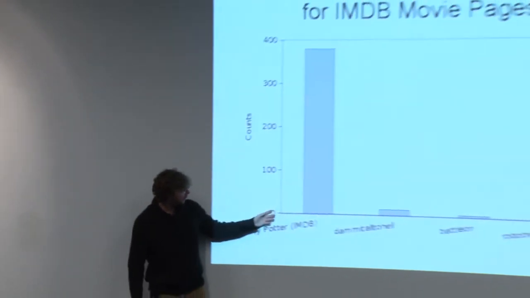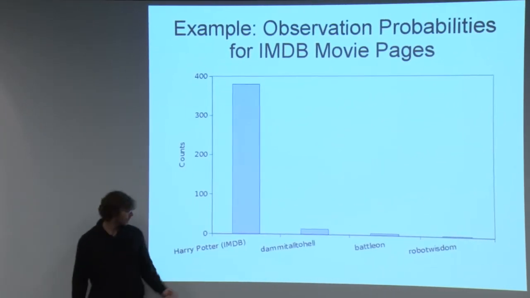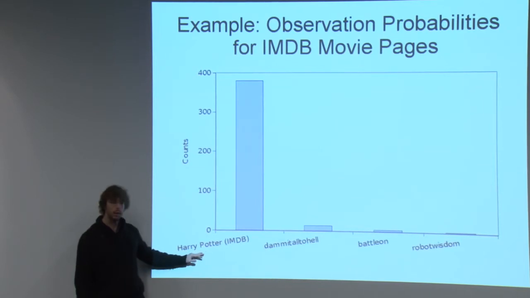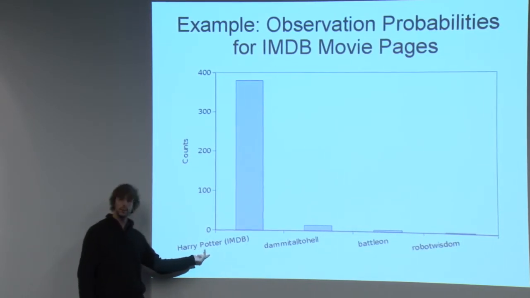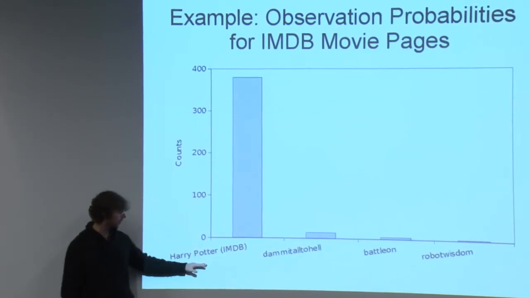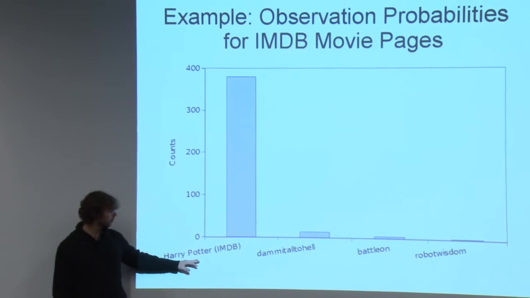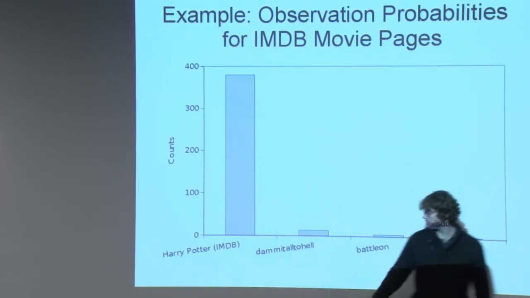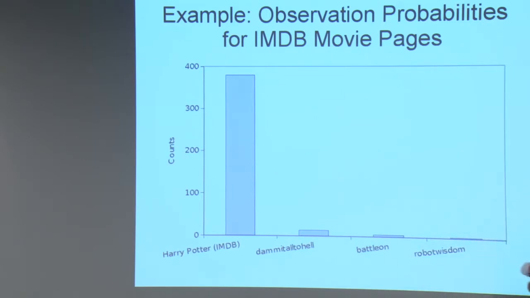Here are four different websites. We were building a classifier for IMDb. We took the representative page that we used for a movie page, which was the original Harry Potter movie. And then we just had a bunch of other random sites. I don't even know how my students picked these. These may have been somewhat popular at the time. I don't know what they are.